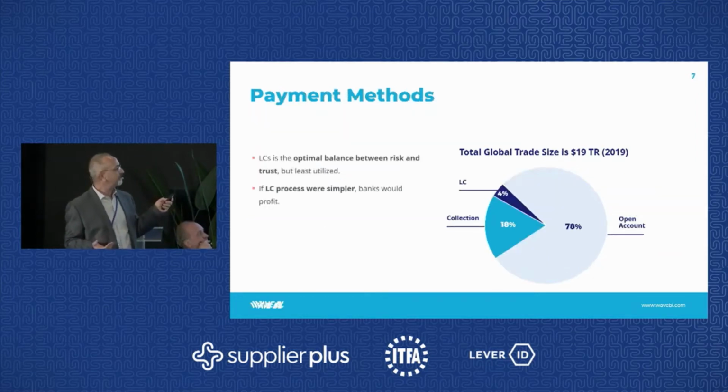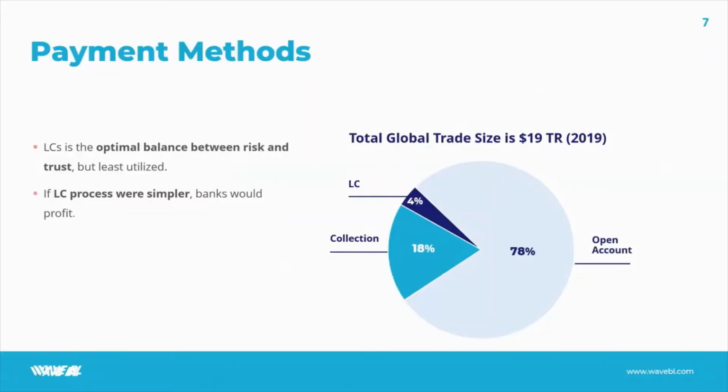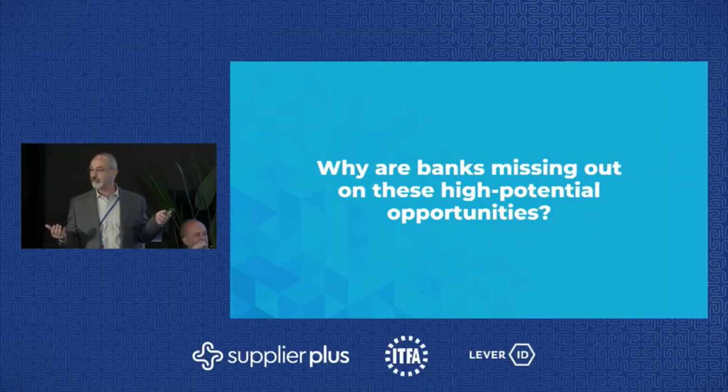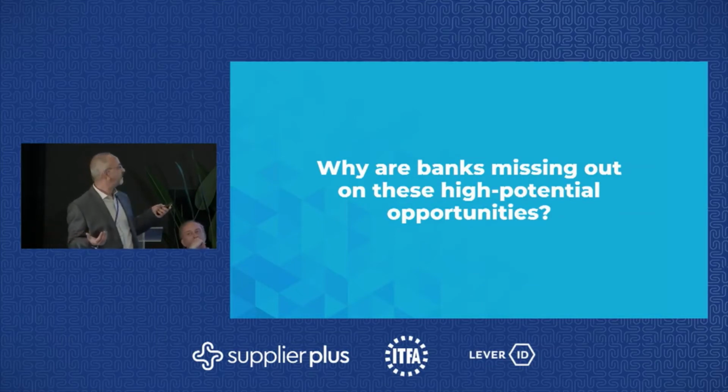If we continue to look at it, we see that LC is responsible for only 4%. But we just mentioned that LC is the best tool to balance between the risk and the trust of the buyer and the seller. So how come we use only 4%? And another 18% is going through collection. But when we're talking about those 4%, just to go back to the past, in 1685, the same LC was responsible for about 70% of global trade. So what happened? What happened is banks are missing out on the opportunities. How come we missed that out?